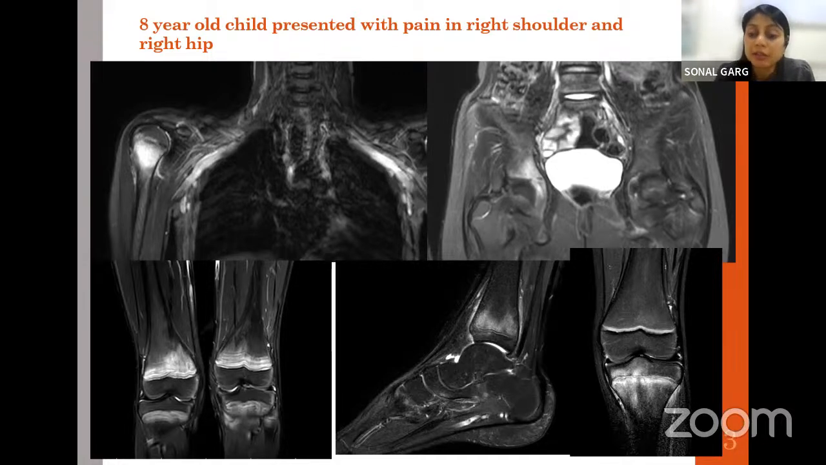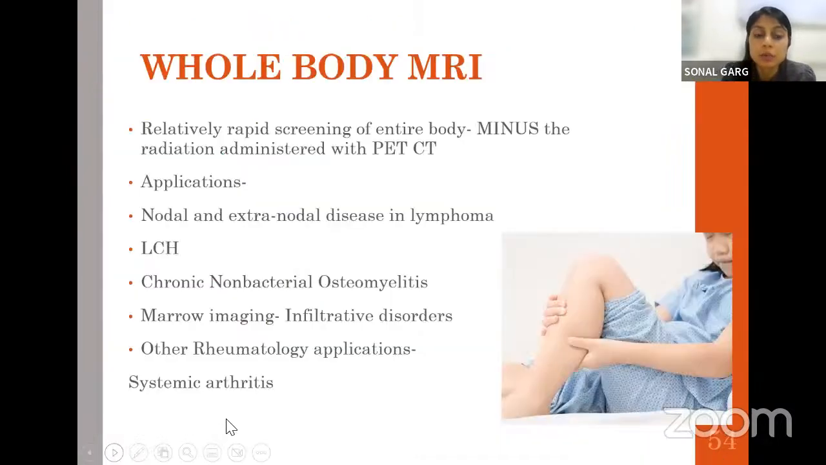And this is another technique called whole body MRI that we do at our institution, where we quickly and rapidly assess all the different joints of the body by just doing one imaging modality, that is the STIR. So it can rapidly screen the entire body minus the radiation, which is a concern with PET-CT. And these are all the different applications.